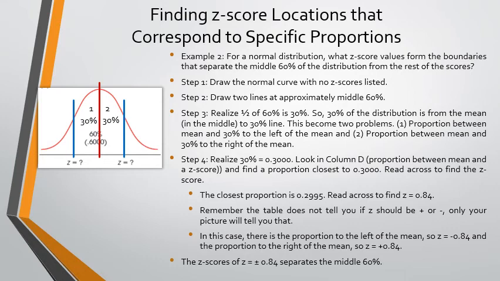So the z-scores of plus and minus 0.84 are what separate the middle 60% of a distribution.